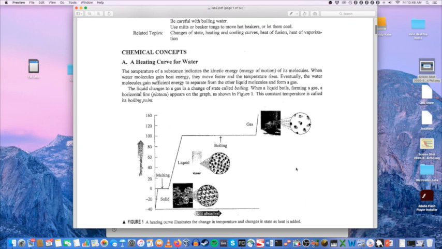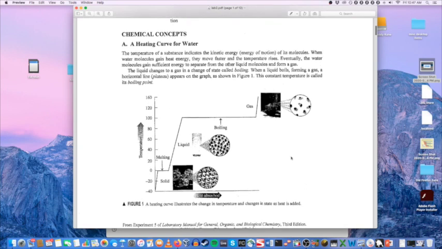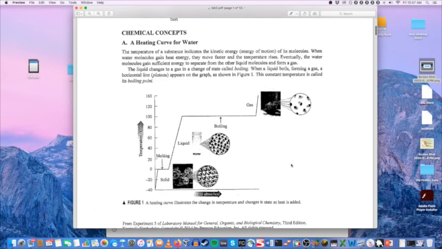So the chemical concepts discussed are ones that we talked about in class. The heating curve for water, where you measure the temperature increase and phase change behavior of water over a range of temperatures. Temperature is related to the kinetic energy, or energy of motion, of the molecules in a substance. And when water molecules gain heat energy, they move faster and the temperature rises. Eventually, the water molecules get enough energy that they break away from the liquid and form a gas. And when this happens, the temperature will plateau and become flat. So you'll observe this in part A of the lab.